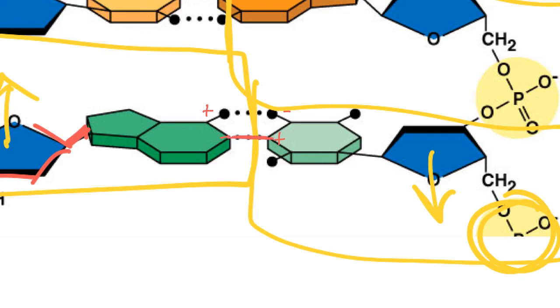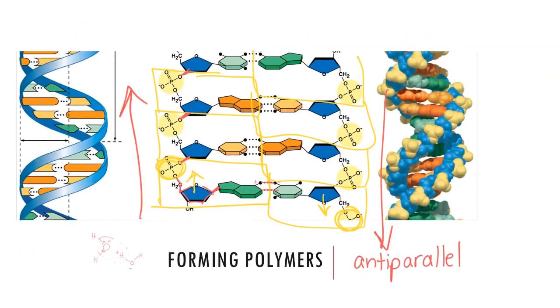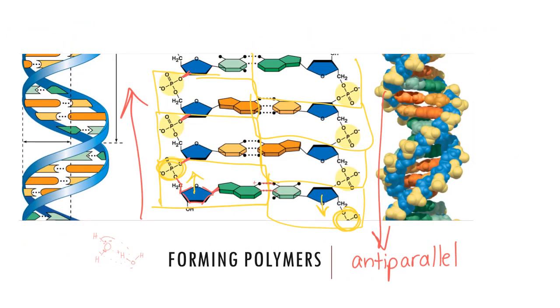So again, these right here are weak bonds. So in between each of the two strands of DNA, what is holding these two strands together are weak hydrogen bonds.